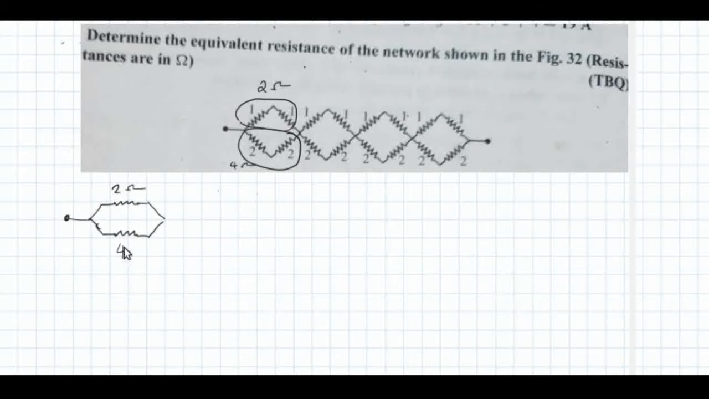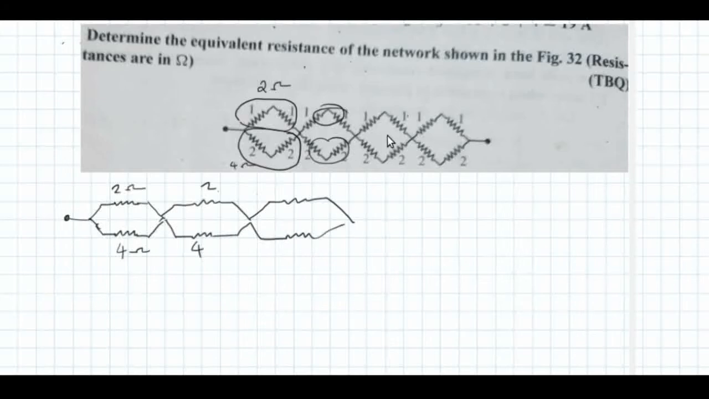So 2 ohm and 4 ohm, that is the resistance for the first section. Similarly, we have the next section, which is again repeating the same combination, 2 ohm and 4 ohm. That is the second part. Then there is a third part of the network, which is again 2 ohm and 4 ohm.